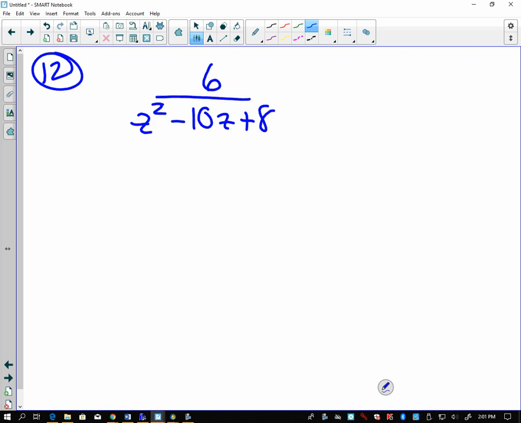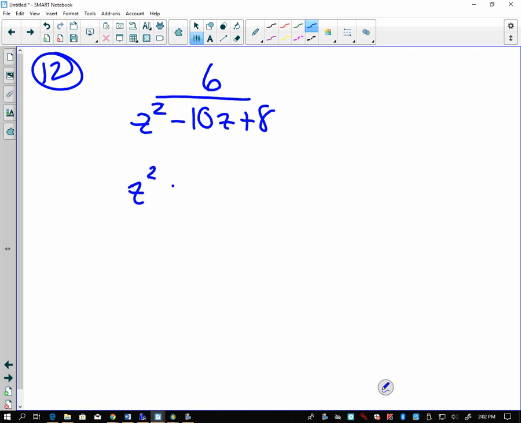I can't have what? Where is 0 not allowed? In the denominator, right? I can't have 0 in my denominator. That would be an excluded value. So I'm going to have to solve for what makes the denominator 0 so that I can say those things are not allowed. Okay? How do I do that? How do I solve for the zeros of the denominator?